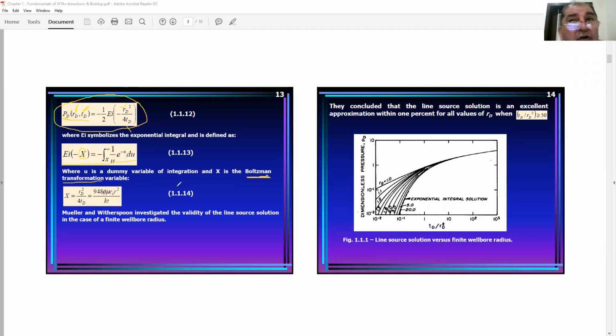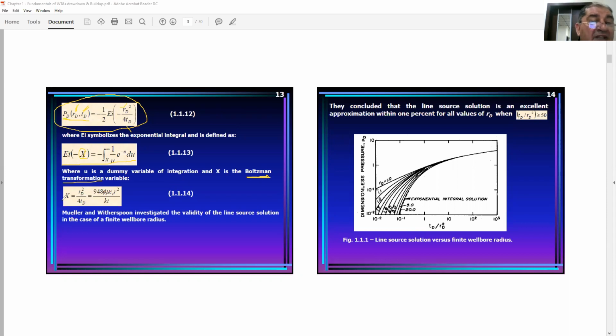By the way, you do not need to bother yourself with all of that, but I need you to know that. It's not part of your responsibility to know that. I mean, do not give it that much time, but you need to know how we can develop the solutions from the diffusivity equation. You do not need to know exactly what the Boltzmann transformation means, but you have to know that.